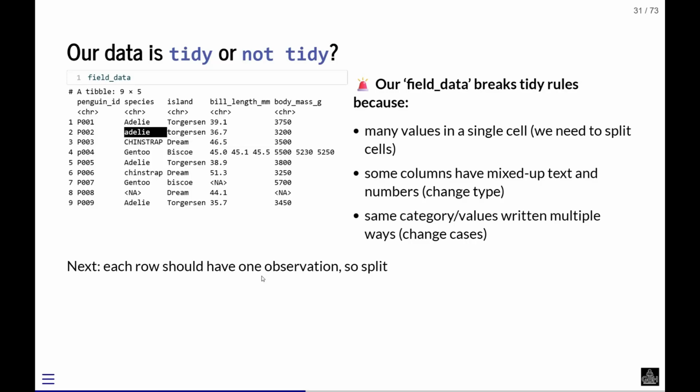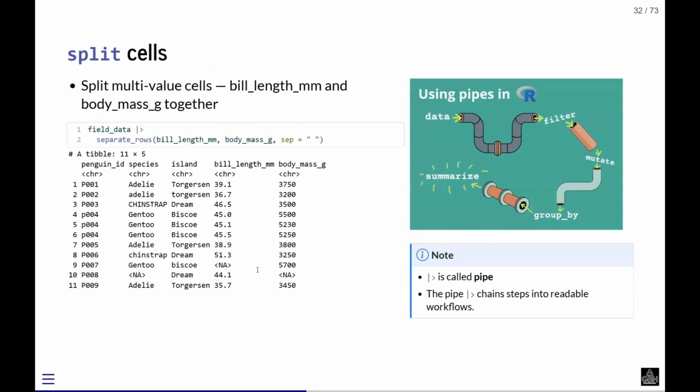Every row should have only one observation. So we will split. To split, there is a command from tidyr called separate rows. This command will work on this data to make it together, do not have anything in between. We use a special character which is called pipe. This one looks like a pipe, but it is not; it is entirely called pipe.